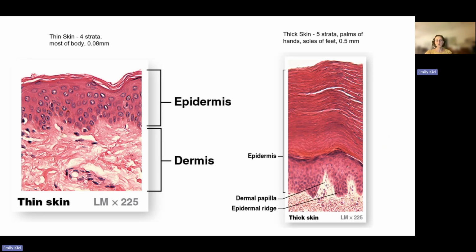You can have thick skin or you can have thin skin. So thin skin is most of our body. It only has 4 layers. So strata is another word for the layer, and it's thin by measurement. So you can see you've got your epidermis and then your dermis. In thick skin, your epidermis has 5 strata, or 5 layers, and this is really just found in the palms of your hands and the soles of your feet, much thicker in actuality. Here you can also see your dermal papilla and your epidermal ridge as they are approaching the dermis.